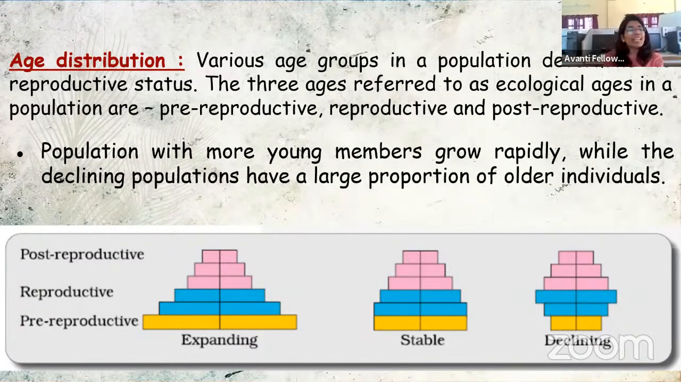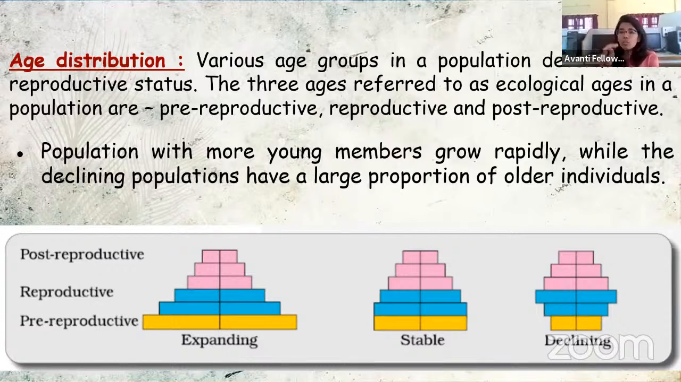Before going to the age distribution, in an entire life cycle, let's take the life cycle of a human itself, we have three stages. That is, before reproduction. Before reproduction means before the age of 18, before the age of 20, when humans cannot reproduce, right? So this age is called the pre-reproductive age.